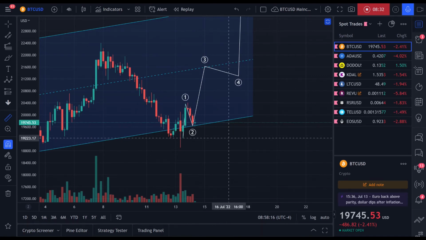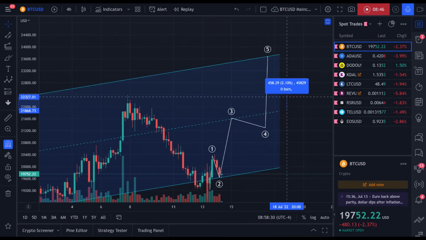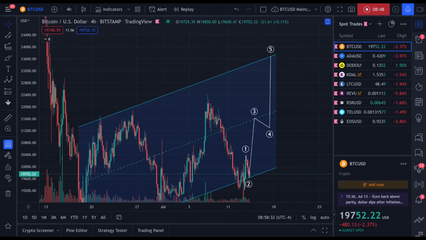Hey Google, what's 12 over 8? I think that is, yeah, 1.5, closer to 1 to 1.618. Okay, so yeah, that's pretty much all I'm seeing for Bitcoin.